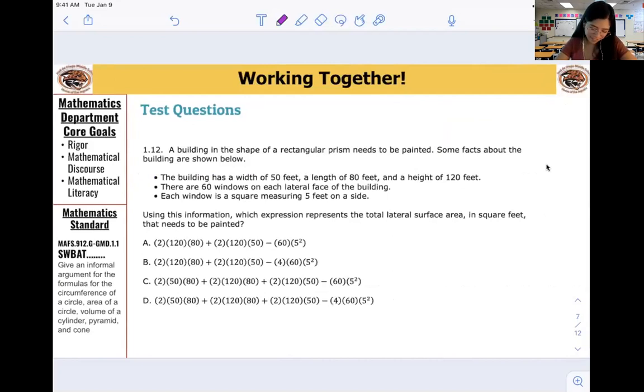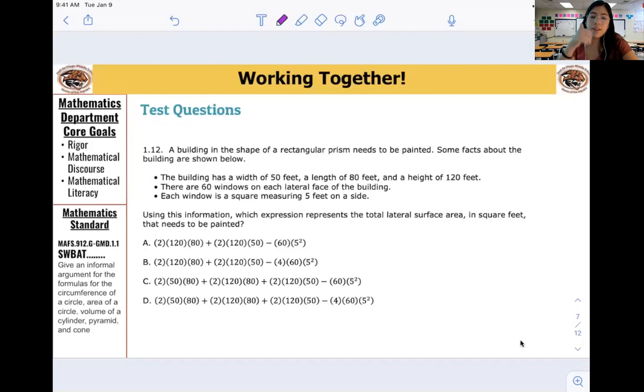Go ahead. A building in the shape of a rectangular prism needs to be painted. Some facts about the building are shown below. The building has a width of 50 feet, a length of 80 feet, and a height of 120 feet. There are 60 windows on each lateral face of the building. Each window is a square measuring 5 feet on a side. Using this information, which expression represents the total lateral surface area in square feet that needs to be painted?